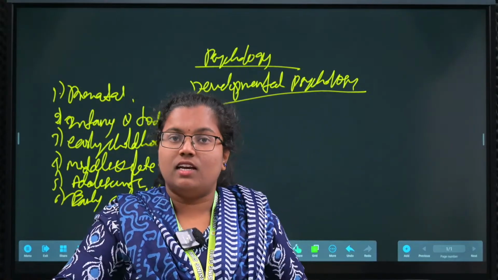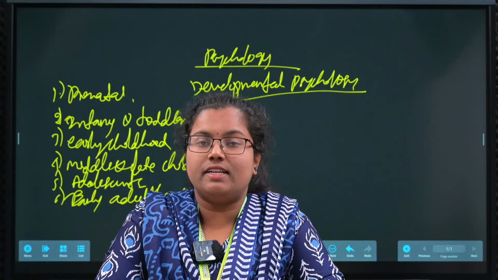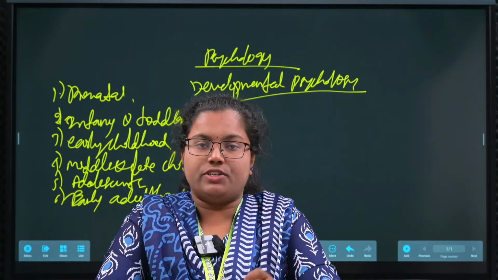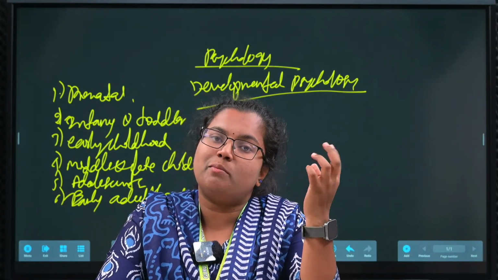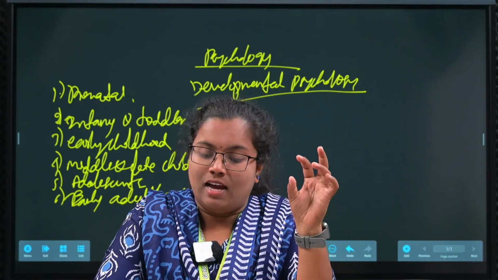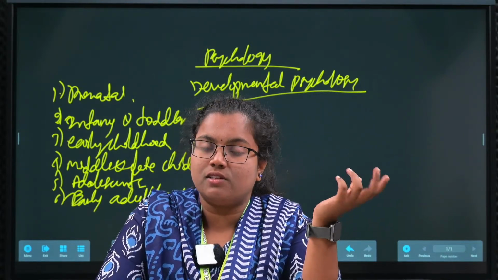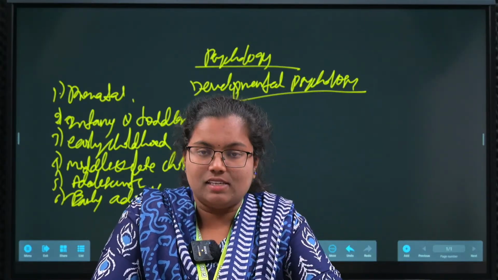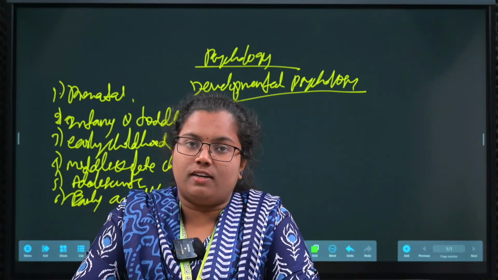Next one is early adulthood. It will start from 19 years to 40 years. In this duration, they will get their physical fitness. Physically, they will get balanced. Physical fitness, physical balance, and their neuronal functions and sensory functions will improve here. This is about early adulthood, from 19 years to 40 years.